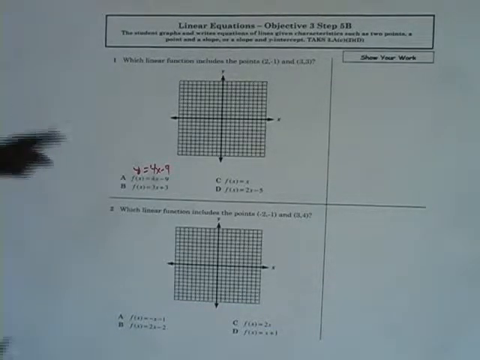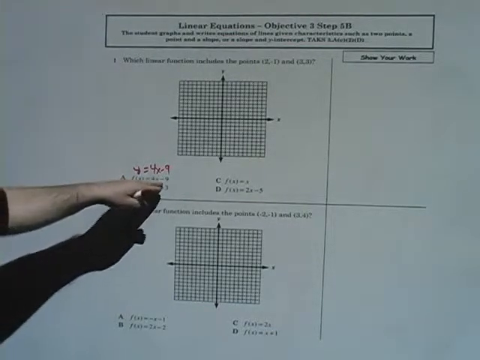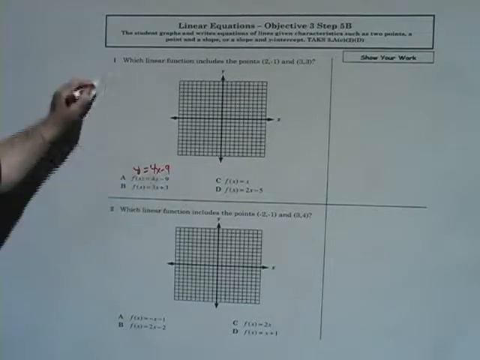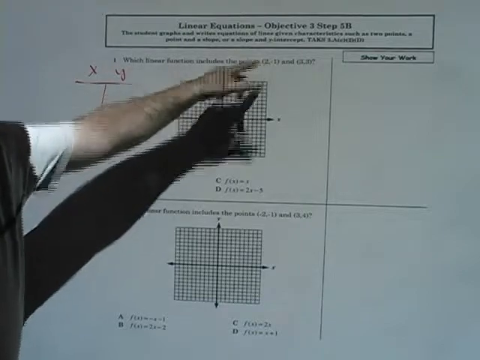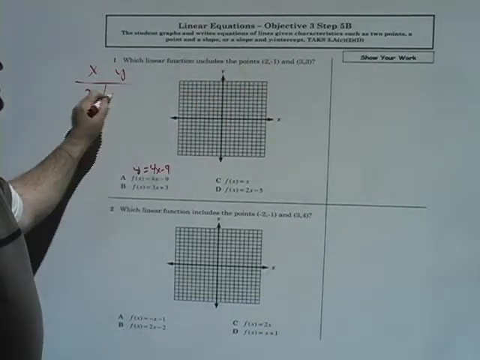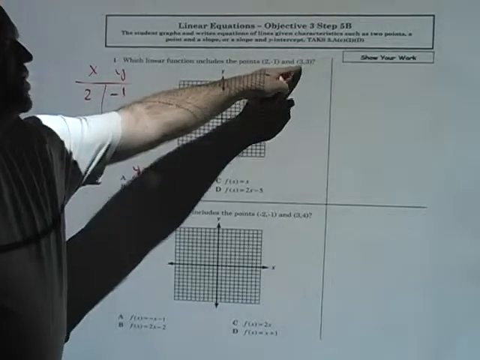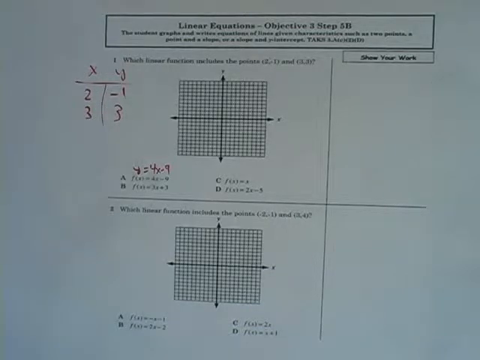And when you do this first function here, y equals 4x minus 9, you're going to get a table like this. And when you go to x equals 2, you're going to notice that the y is -1. And when you go to x equals 3, you're going to notice that the y is 3. That's how you know that's the correct answer. If you're not sure how to find the table on your calculator, make sure you ask me. Okay?